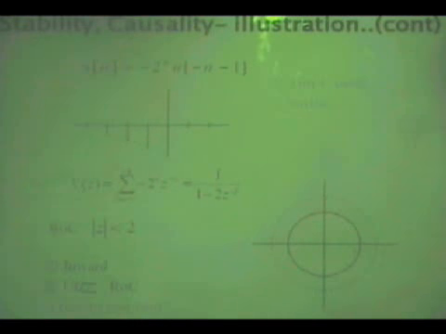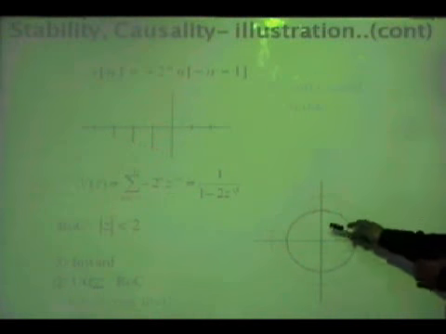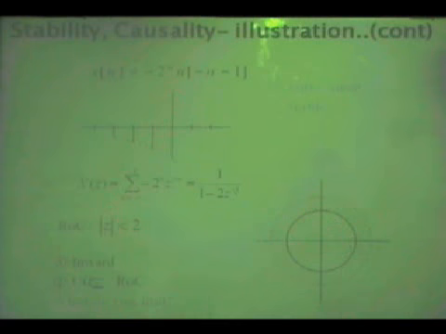So causality and stability are two different things. And this is another, an anti-causal and stable system, minus 2 raised to power n u of minus n minus 1, because the region of convergence contains the unit circle. So this is about the z transform and how it affects your analysis.